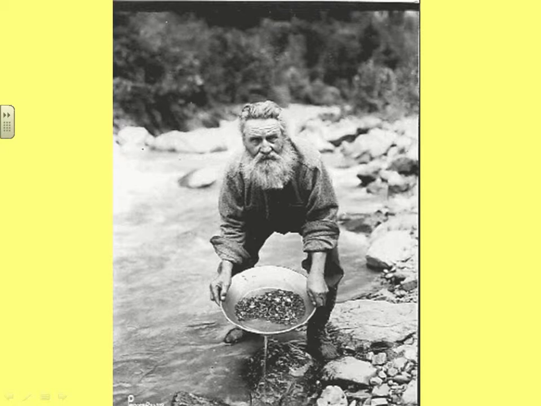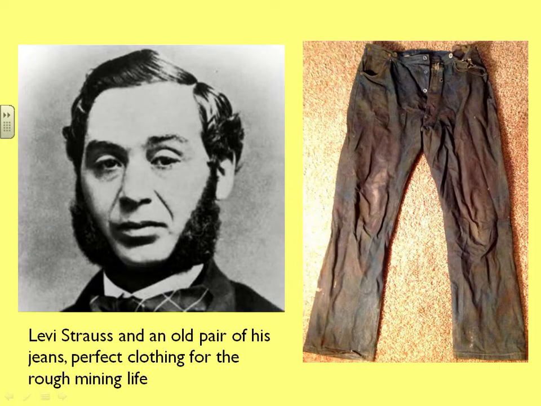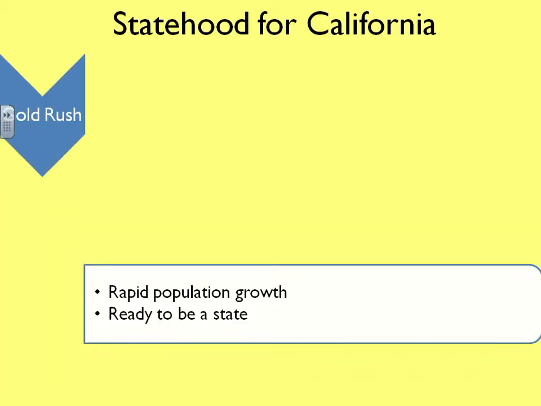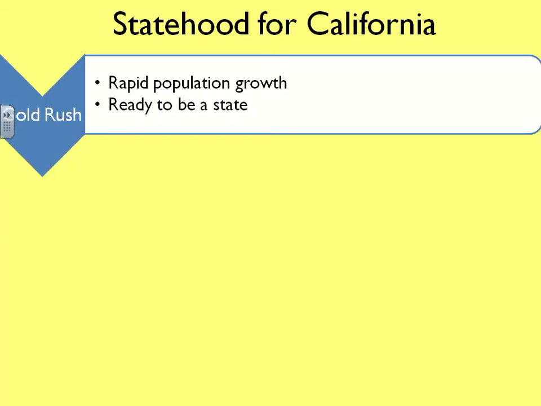And as I said, most didn't really make any money, but the population of California is growing. One guy, incidentally, who did make quite good money off of this and founded a good company is Levi Strauss and Levi Jeans. He found that his denim product was very suitable for the miners who needed a tough fabric. And so the Levi Jeans company was born out of the California gold rush. So, California, gold rush, rapid population growth, they're ready to be a state.